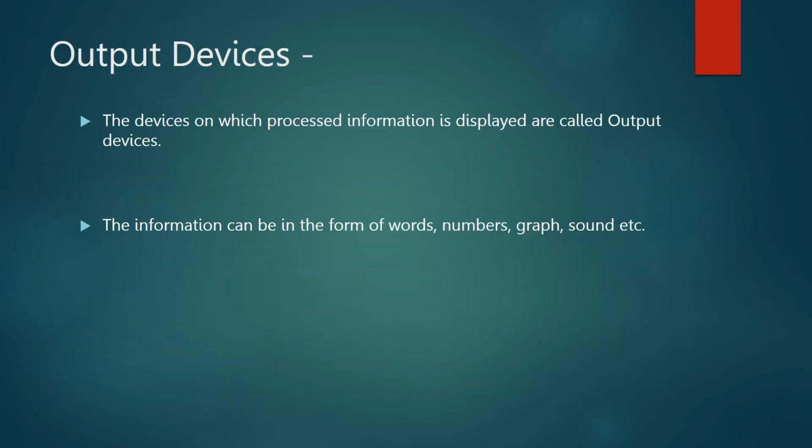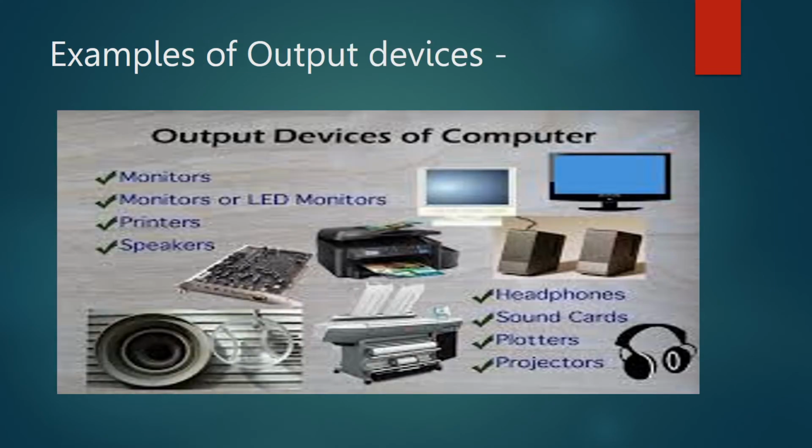Next we will study about output devices. The devices on which processed information is displayed are called output devices. The information which we get through these output devices can be in the form of words, numbers, graph, sounds, etc. Here are some examples of output devices like monitor, printer, speaker, headphones, sound cards, plotter, and projectors.